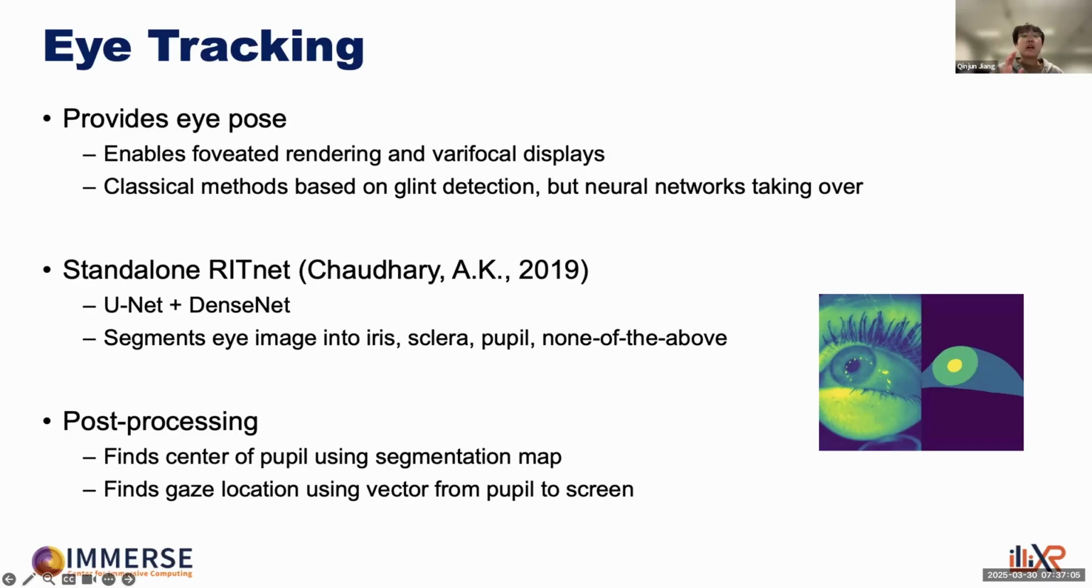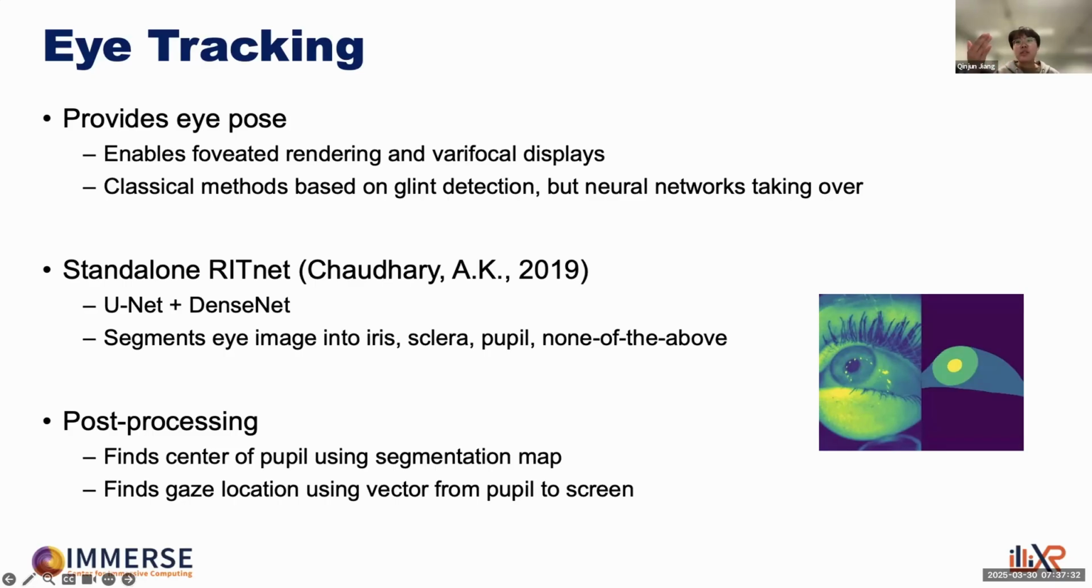Back to foveated rendering, the classical method of doing eye tracking is glint detection, which means you have an infrared projector and you project some light to the user's eyes. Then based on the glints or reflections that occur on the surface of the user's eyes, you estimate where the user is looking at, right?